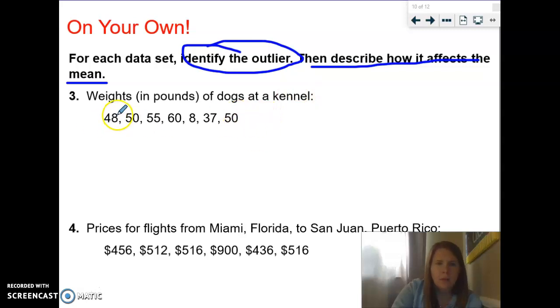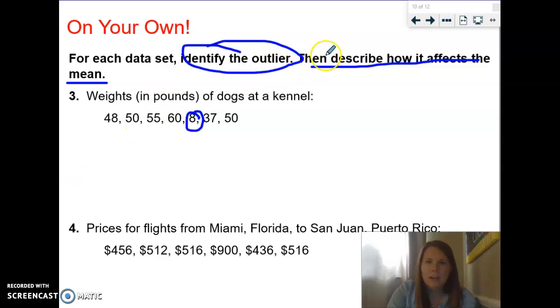So for the most part, we've got, okay, a high 40, 50, 50, okay, a 60. Oh, an 8. Now, 37 is kind of low for the rest of these, but ultimately this 8 pound is way different from the rest of them. So that's going to be my outlier.